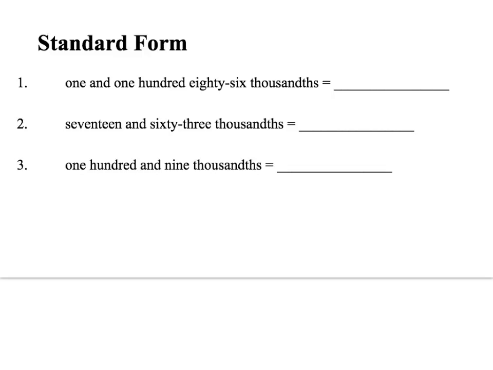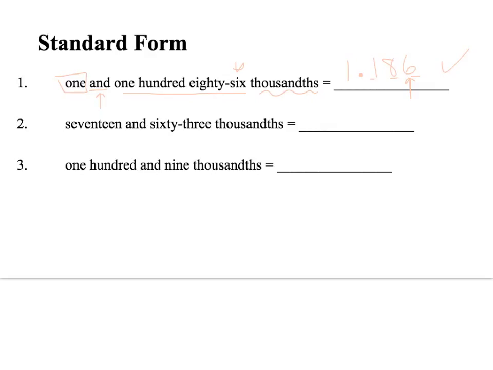Example 1, 1 and 186 thousandths. Everything to the left of the word "and" is going to be our whole number. So our whole number here is 1. When we get to that word "and," we need to put in a decimal point. Then we read 186 thousandths. So we have the number 186, but we have to be careful that that last digit, that 6, is in the thousandths place. So 186, and double check, is that the thousandths place? Well, it's 1, 2, 3 spaces to the right of the decimal. It sure is. So there's our answer in standard form.